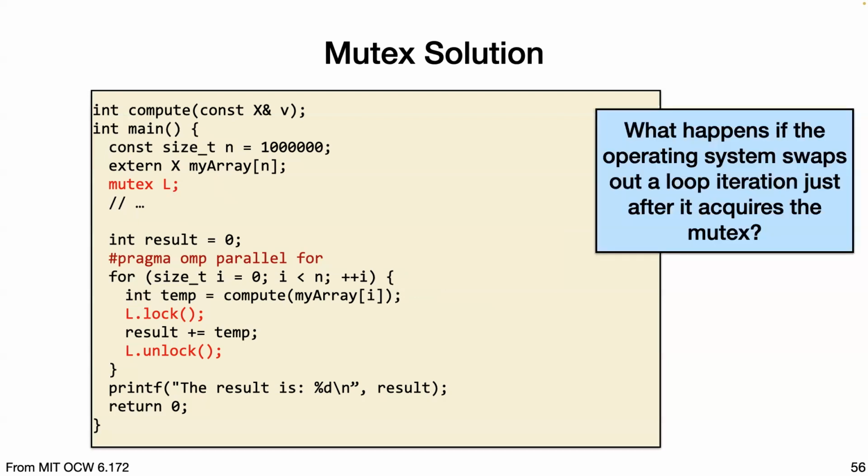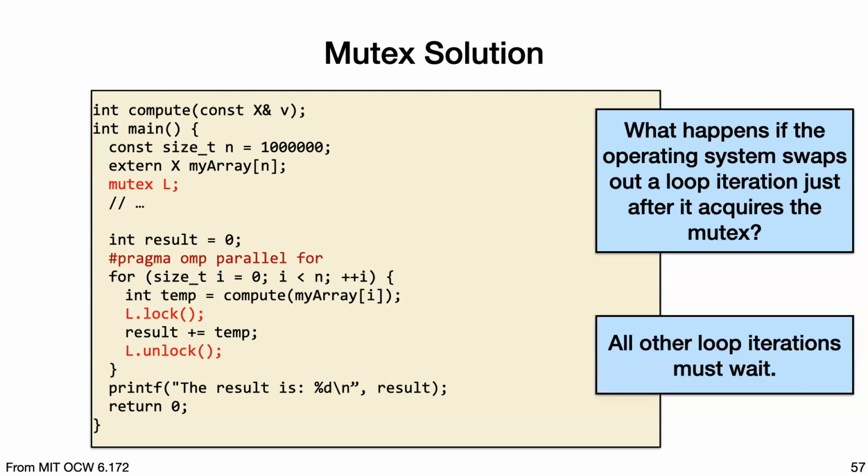Okay, and this is correct, but one issue is what happens if the operating system schedules the threads and swaps your thread out right in this loop iteration after it acquires the lock. Can the other threads continue? Good. Yes, all the other threads have to wait because you have the lock, now nobody else can continue. And ideally, we don't want to have to do that.